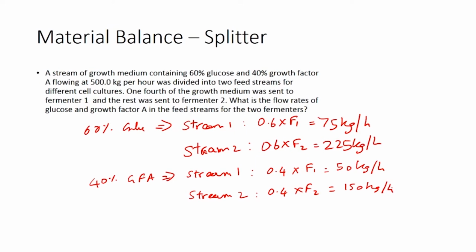We know that the mass flow rate for stream 1 is equal to 125 kilograms per hour, out of which 75 kilograms per hour is glucose and 50 kilograms per hour is growth factor A. For stream 2, the total mass flow rate is 375 kilograms per hour and the glucose flow rate is 225 kilograms per hour and growth factor A flows at 150 kilograms per hour. With this, we can try to move on to the next system.